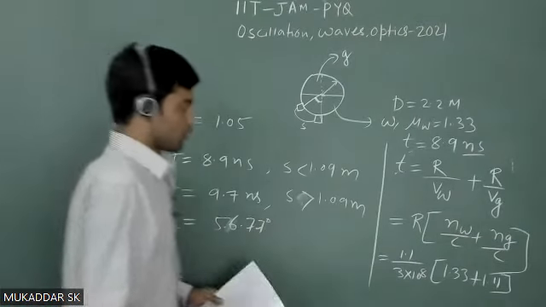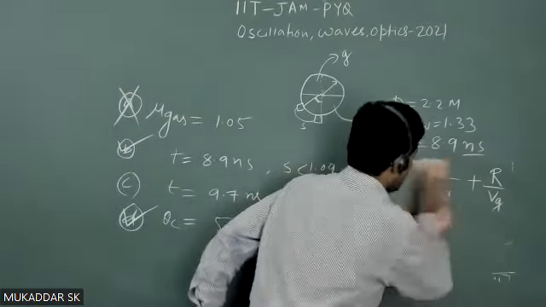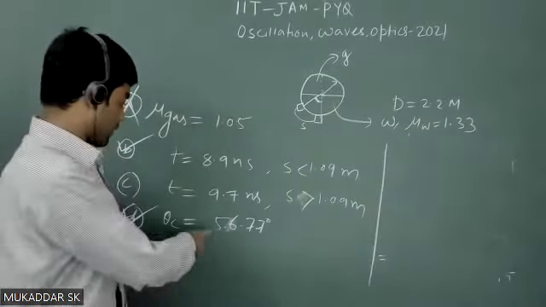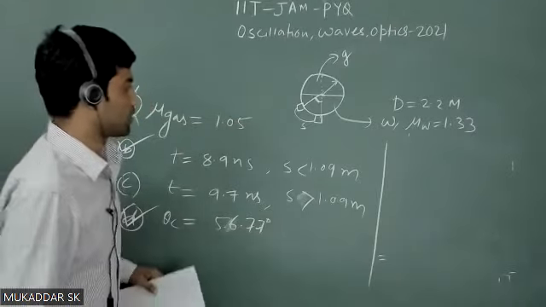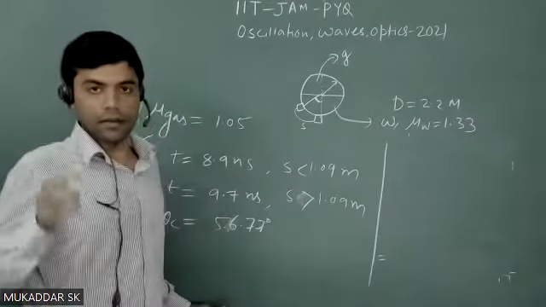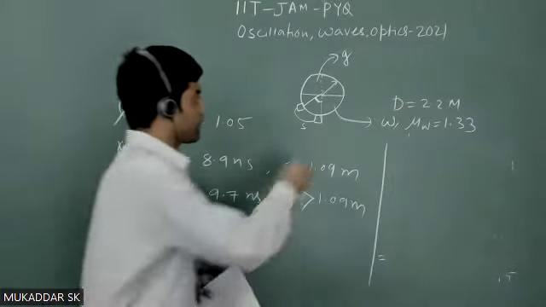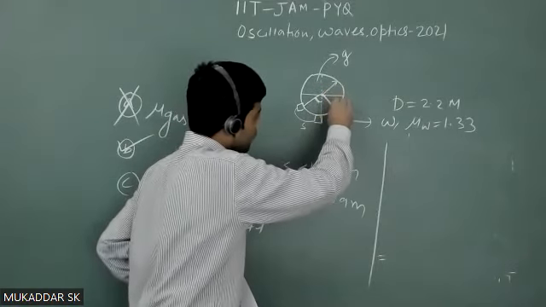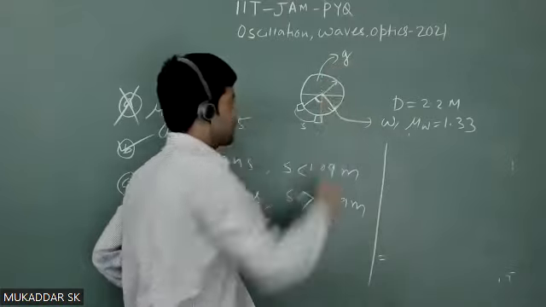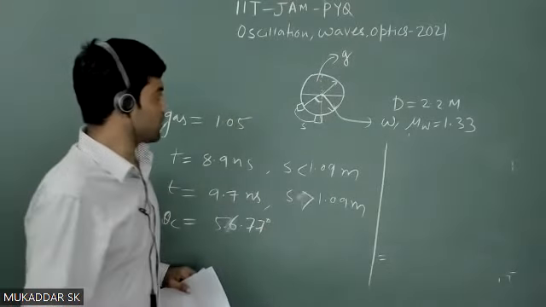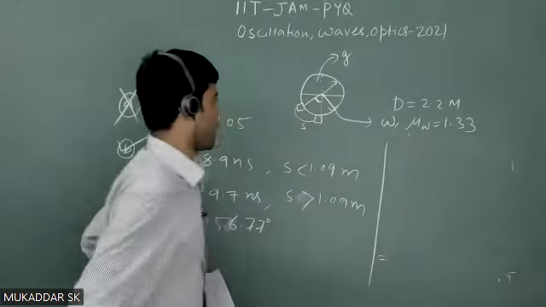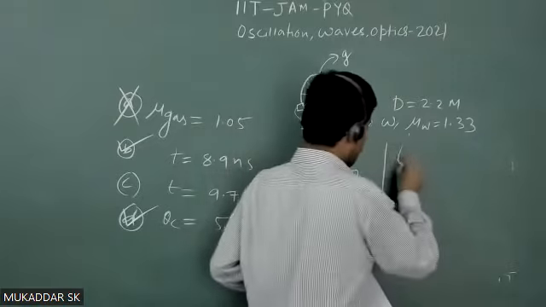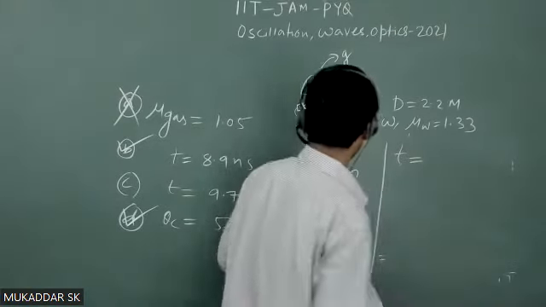Okay. Now what will happen when S is greater than 1.09 meter? At this situation, theta will be greater than theta c. So whatever light is incident at the center, whole light will pass through again water. So it cannot reach medium 2. So in that situation, that light is only traveling through water. How much distance is it traveling? R plus R.